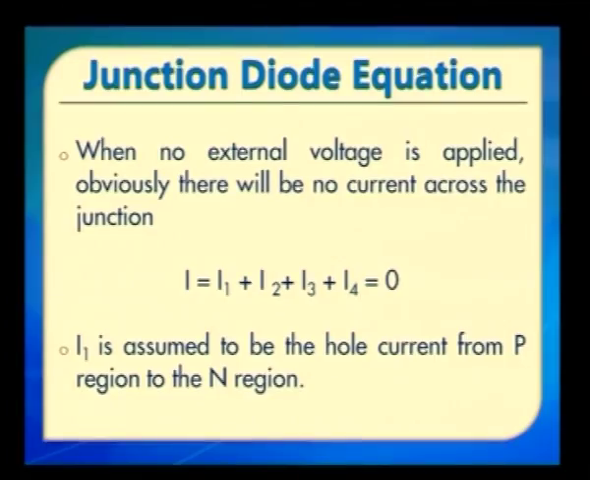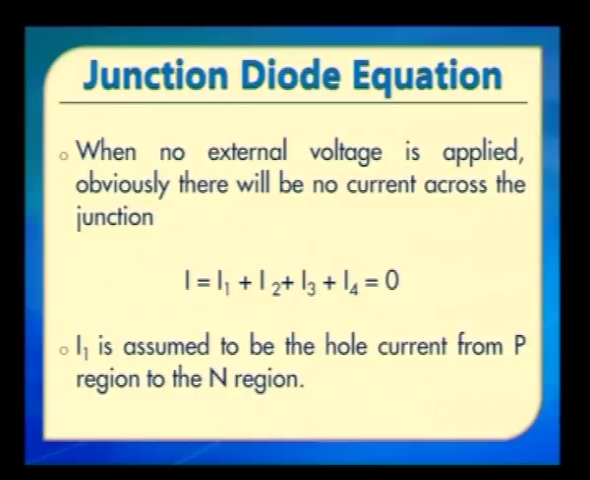What is the P region? The P region contains holes. So holes are majority carriers, as all of you know. On the P side, the holes are majority carriers. Therefore, I1 is the whole current due to the holes from the P region to the N region. Now, go to I2. What is I2? I2 is again a majority carrier current. The other majority carrier current: the N region will contain more electrons.